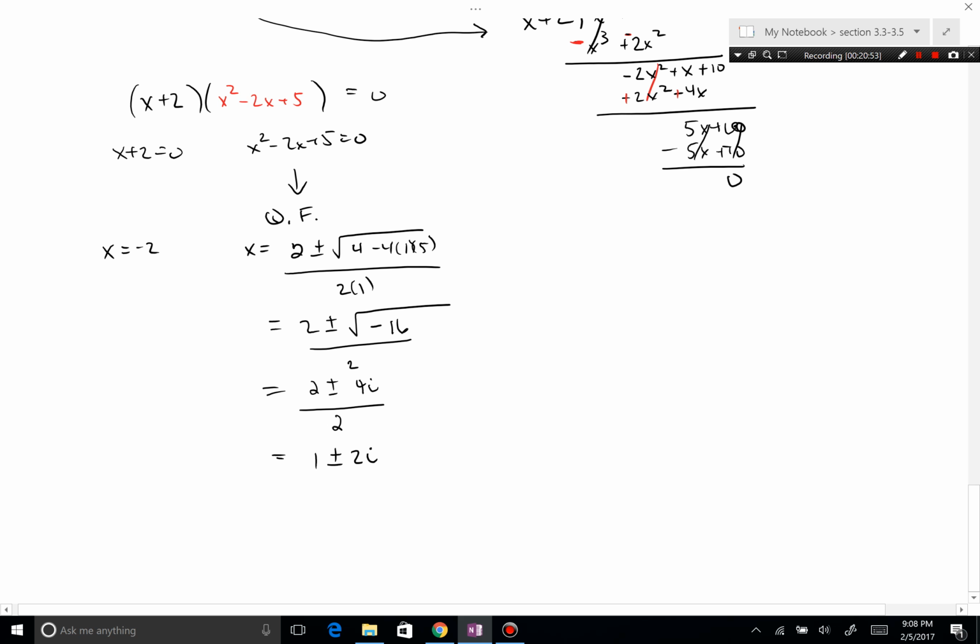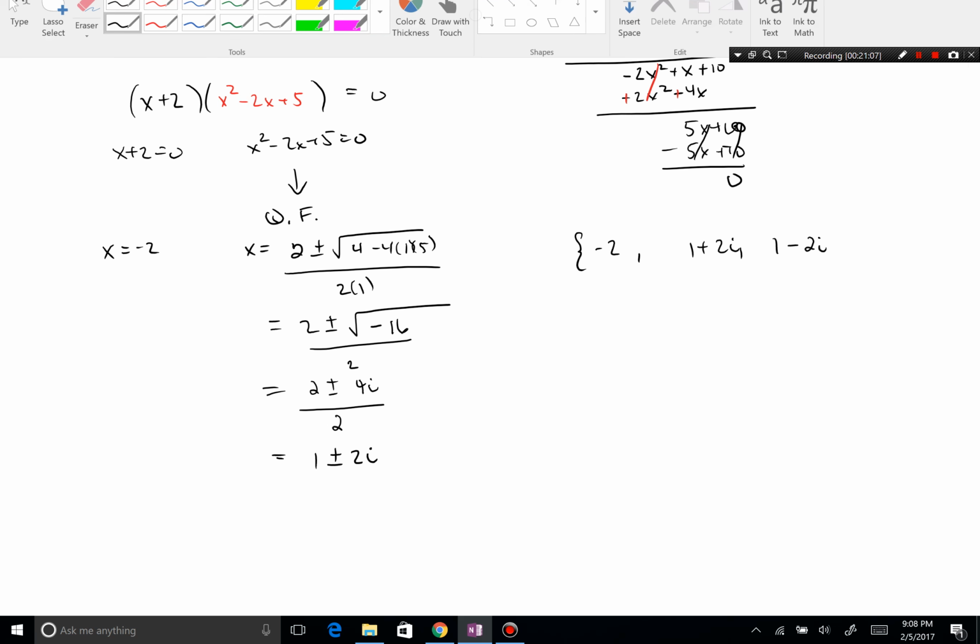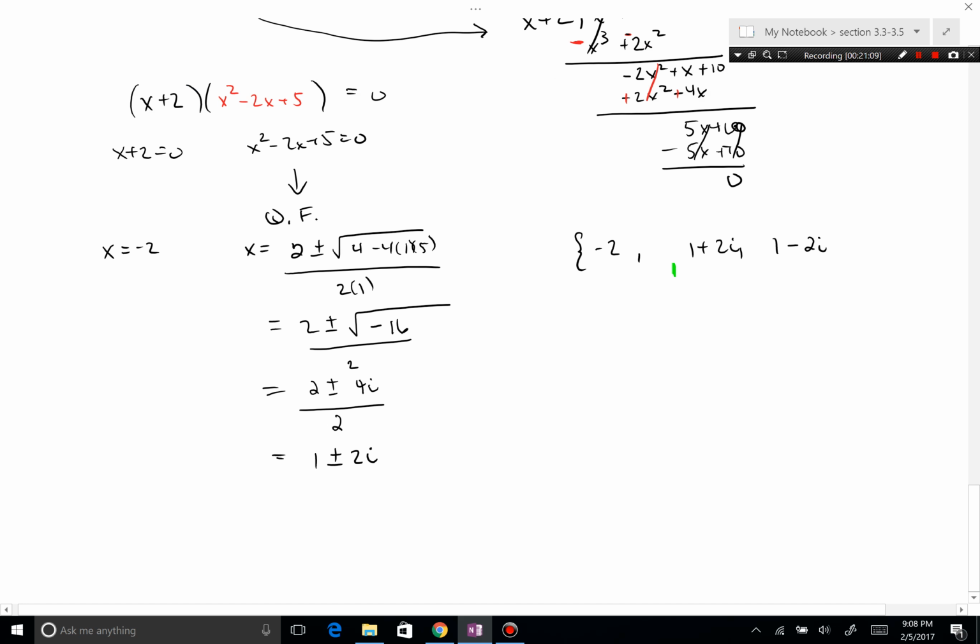Now, the question is what did I just do here? Well, all in all, your solutions are negative 2, 1 plus 2i, and 1 minus 2i. Alright guys, this is where I have to rant and rave. You see this? Now, fractions and whole numbers, they come by themselves. But imaginary numbers come in some particular form, and we call this form conjugates.